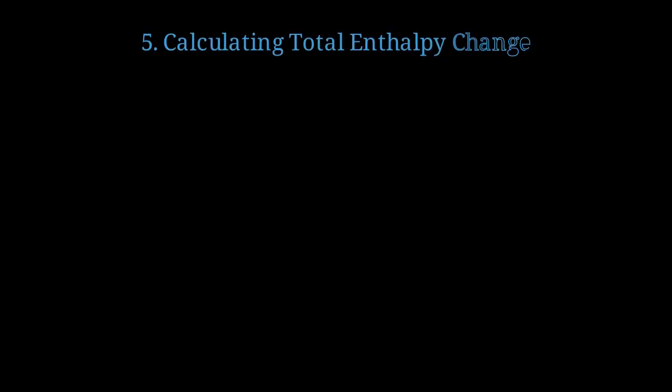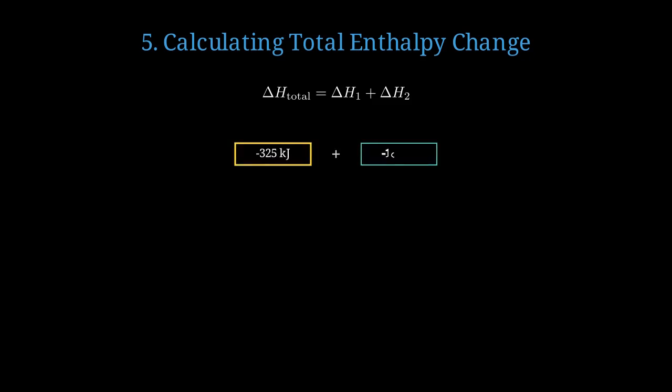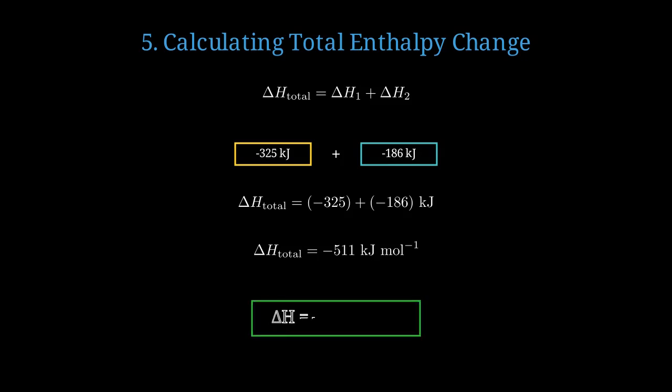Now let's calculate the total enthalpy change using Hess's law. According to Hess's law, the total enthalpy change equals the sum of the individual enthalpy changes. We add negative 325 kilojoules plus negative 186 kilojoules. That's negative 325 plus negative 186 kilojoules, which equals negative 511 kilojoules per mole. Therefore, the enthalpy change for the reaction is negative 511 kilojoules per mole.